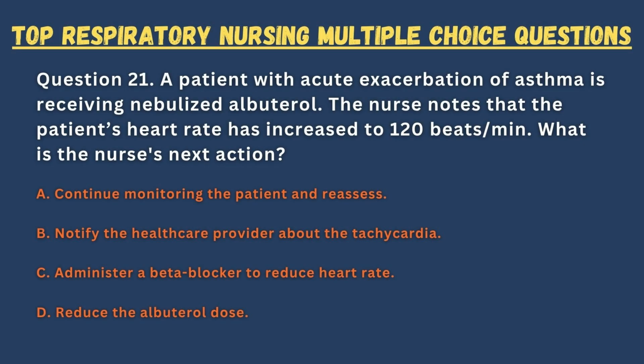Question 21. A patient with acute exacerbation of asthma is receiving nebulized albuterol. The nurse notes that the patient's heart rate has increased to 120 beats per minute. What is the nurse's next action? A. Continue monitoring the patient and reassess. B. Notify the healthcare provider about the tachycardia. C. Administer a beta blocker to reduce heart rate. D. Reduce the albuterol dose.